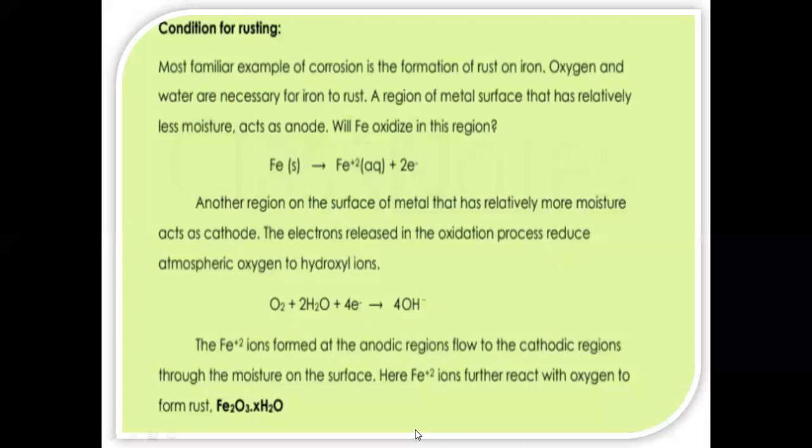As for the conditions for rusting, the presence of oxygen and moisture in the atmosphere are the causes of rusting of iron. Iron at the anode loses its electrons to form ferrous ions, and in another region, called the cathode, the electrons released in the oxidation process reduce atmospheric oxygen to hydroxyl ions. The iron ions formed in the anodic region flow to the cathodic region through the moisture on the surface. Here, iron ions further react with oxygen to form rust, that is, ferric oxide with x water molecules. x means the number of water molecules varies.